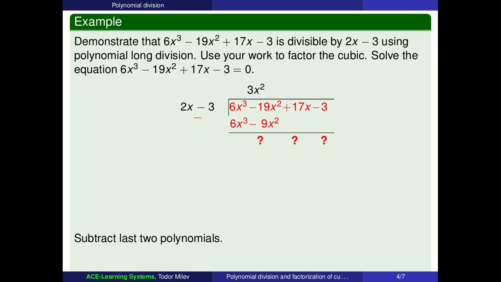So we get negative 10x squared plus 17x minus 3. Once again, minus 9x squared equals plus 9x squared. So in fact we are having minus 19x squared minus 9x squared, and that is minus 10x squared, what we wrote there. Okay.